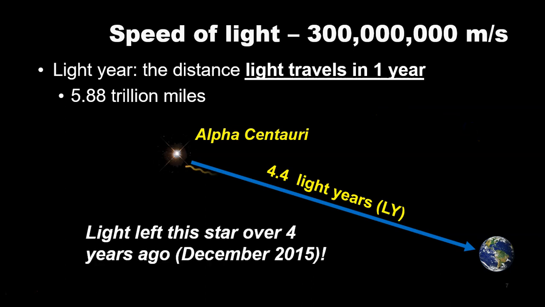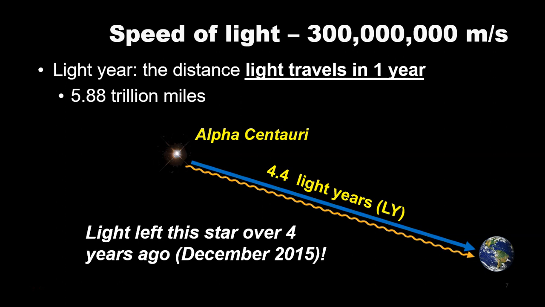Are you ready for the mind blow? That means that when light left this star 4 years ago in December 2015, tonight when you go out to look at it, it will just now be reaching Earth. It has been traveling at a speed of 300 million meters per second, day in, day out, for 4 years. And just tonight, it will finally make it to Earth, to reach your eyes so that you can observe it. But that's the closest star to Earth.